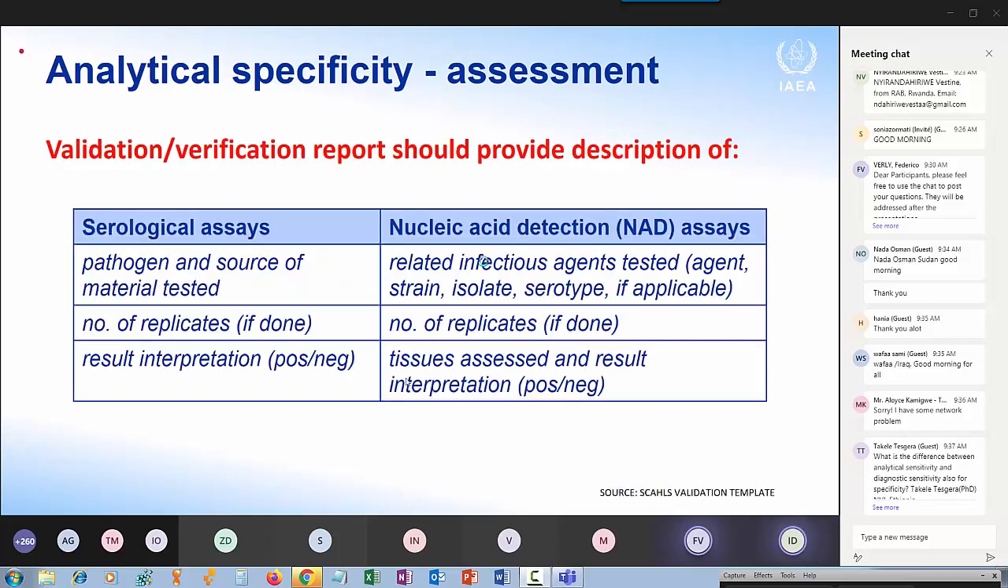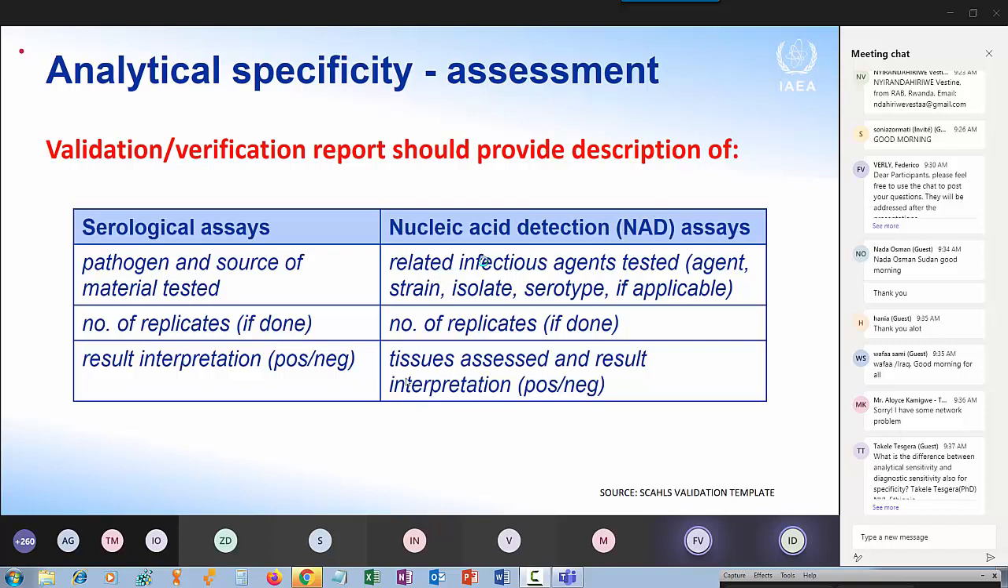So in the validation or verification report that we should produce at the end of the study for the serological and the nucleic acid detection test, we should provide for the analytical specificity some of this description. For serological assay, we should describe the pathogen and the source of the material tested, used in the verification study, number of replicates if we do this, and the results and interpretation.